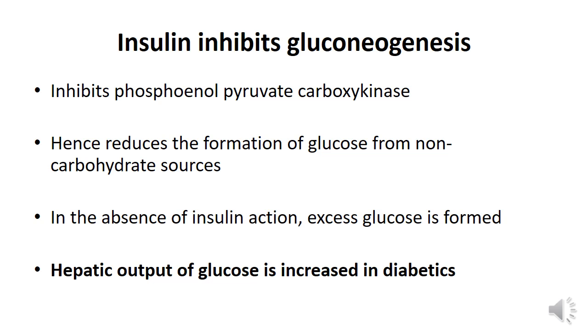And the summary is in diabetics, the hepatic output of glucose is increased not only because of glycogenolysis but also to a major extent through gluconeogenesis.